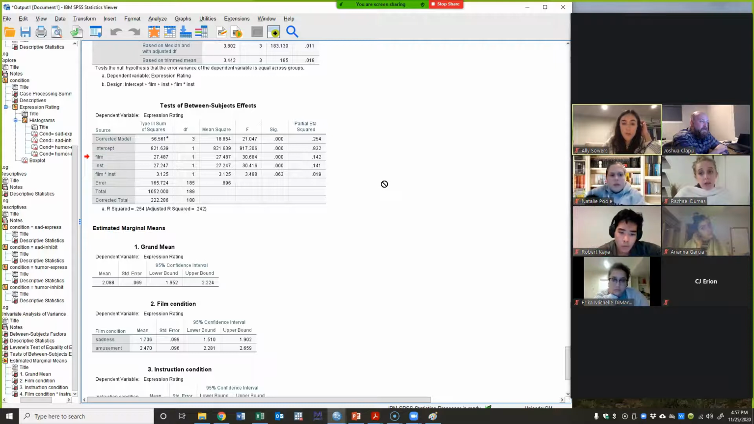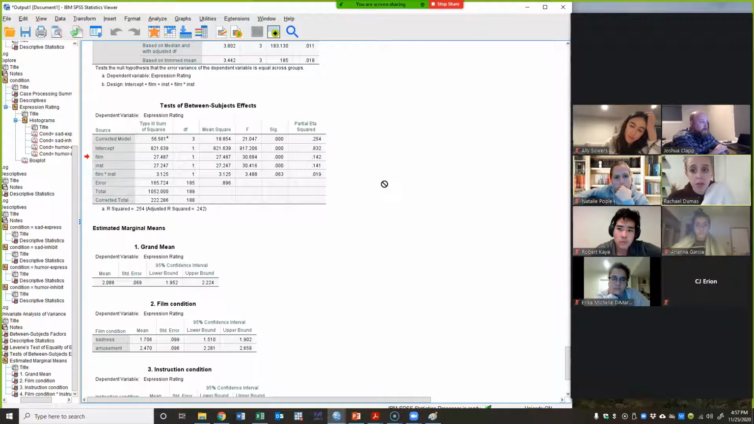Do we need to run follow-up tests to interpret what's going on with that film and instruction main effect? You'd probably want to see what direction the effect is in, so you'd probably want to do a t-test or something. Okay. How many levels do I have to my film condition? 2. And if I have effective film, do I need to run a t-test? I guess probably not. Yeah.